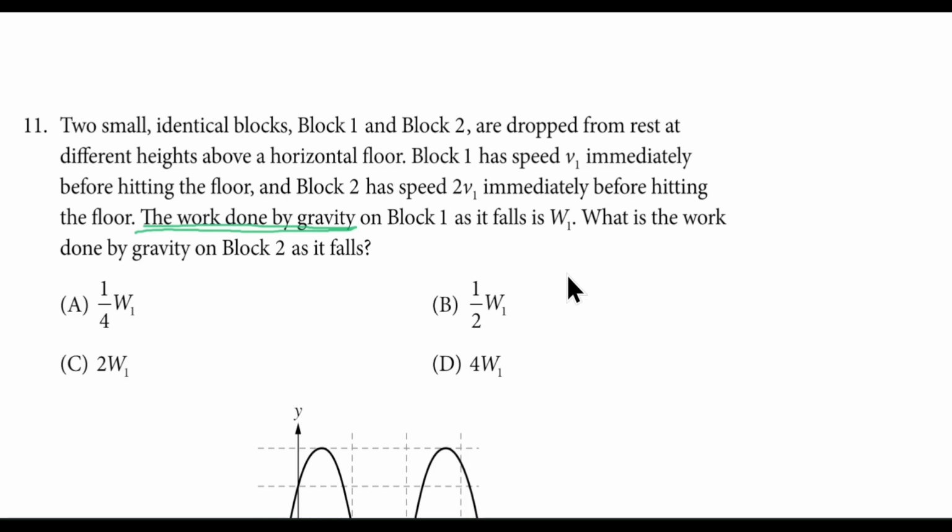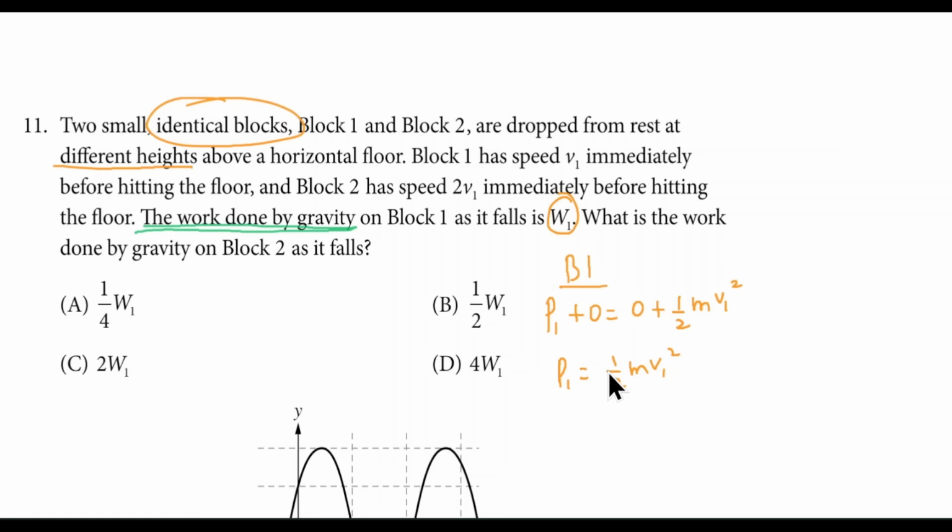So it starts from rest, and obviously they are dropped at different heights. I do not really know what their heights are. But let's say for block one, the initial potential energy is P1, kinetic is 0, and when hitting, potential is 0 and kinetic is half m v1 square. Remember that the mass is the same for both, right? So we get the initial potential energy as half m v1 square, and it's already given that the work done by gravity in case 1 is W1.